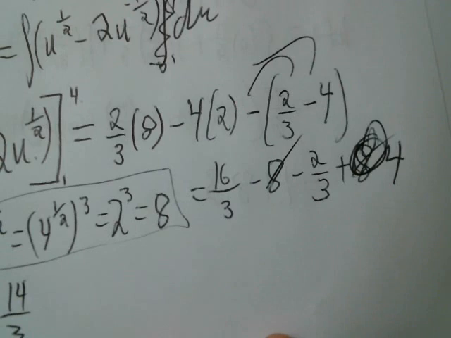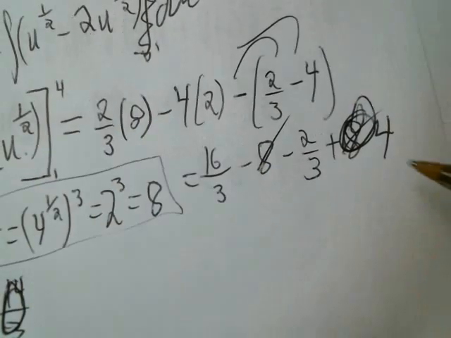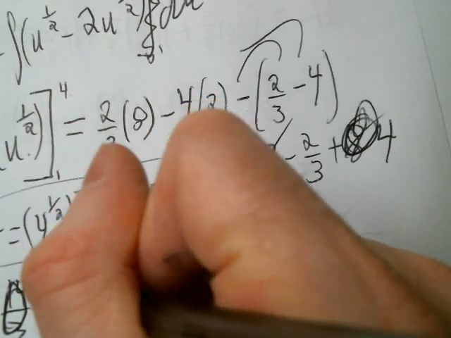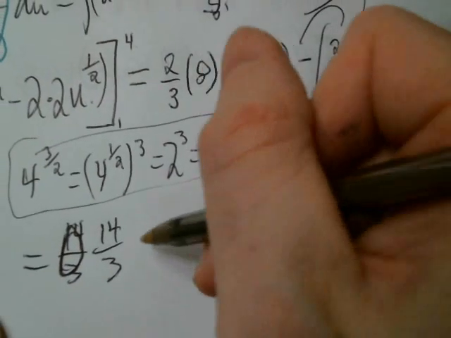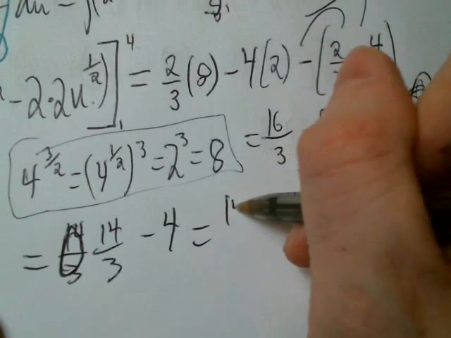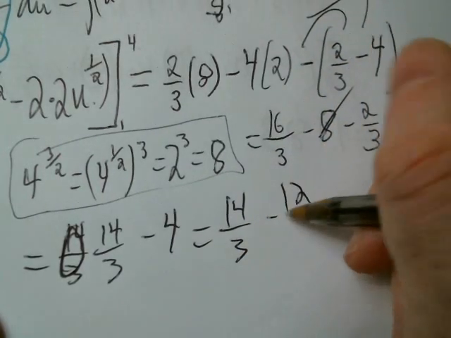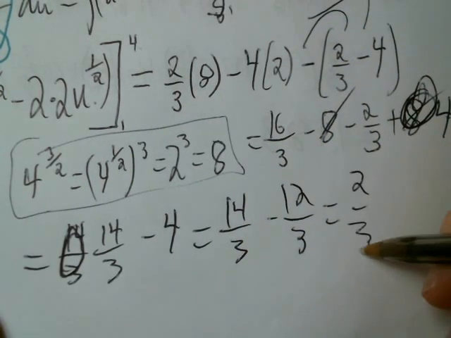That's a 4. So those won't cancel out. But these will still be, yeah, 14/3. And then I have negative 8 plus 4. So it would be negative 4. I'm so sorry. 14/3 minus 12/3 is 2/3. Okay. All right, then. So it's 15.